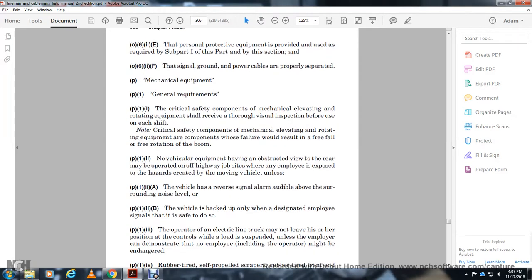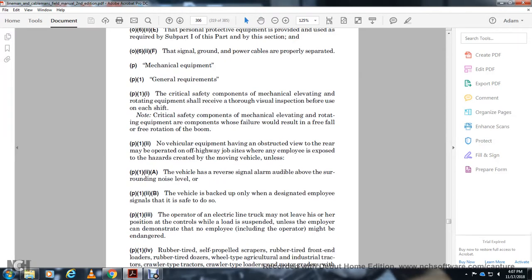The operating electrical line truck may not leave his or her position at the control over the suspended load unless the employer demonstrates that no employee, including the operator, may be in danger.